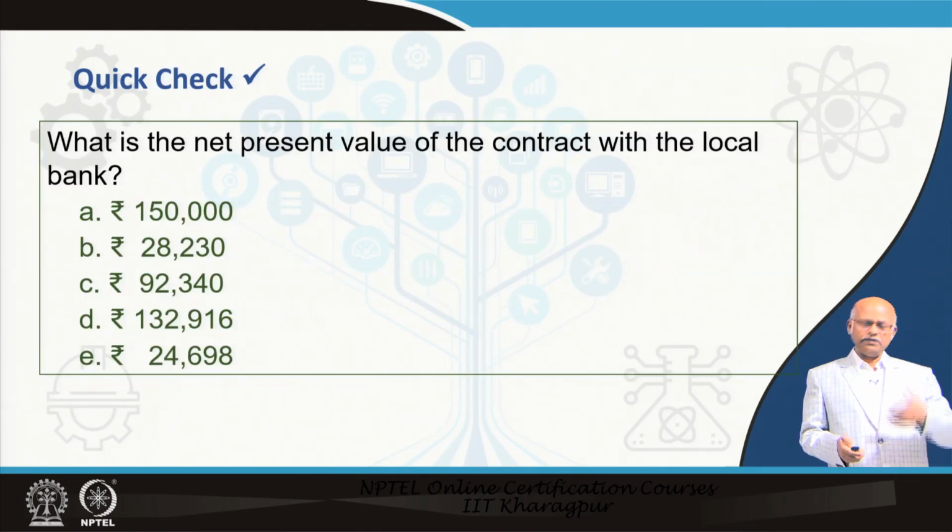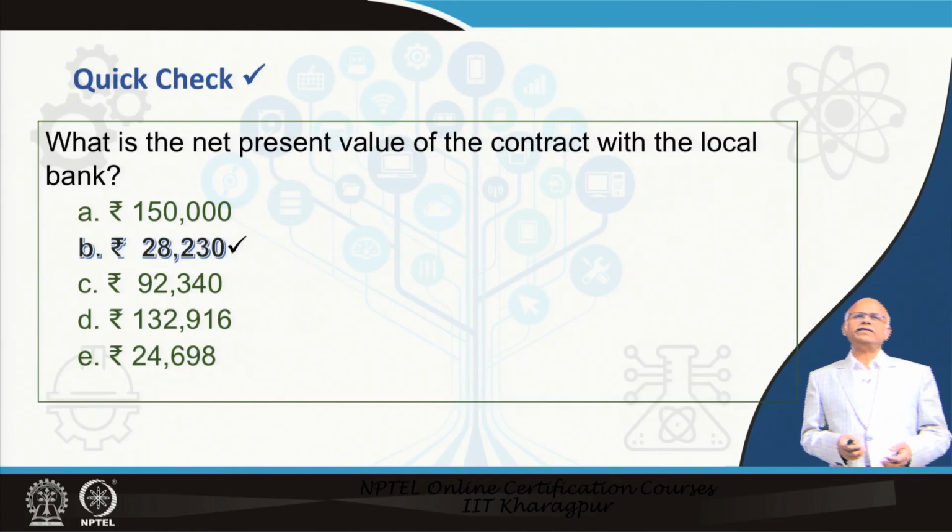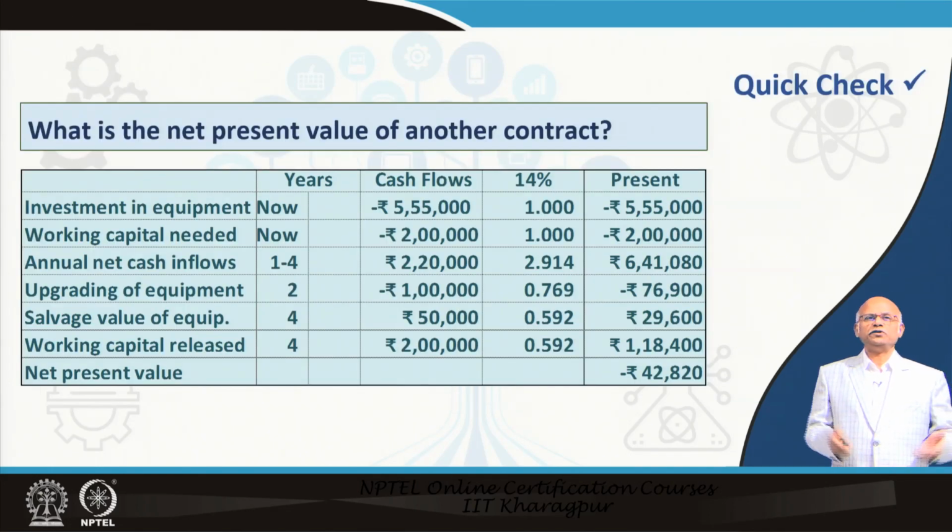Which one is the answer? Find out. Answer is 28,230 positive. So, we accept the business proposition because it is positive.